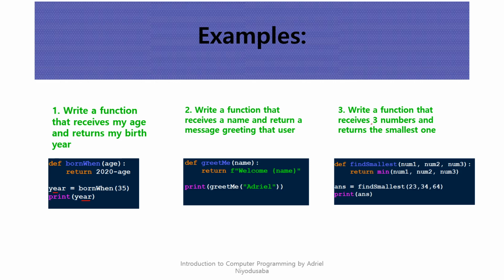For the third one, we wanted to write a function that receives three numbers and returns the smallest of them. So I called it find smallest. It receives num1, num2, num3, and returns the minimum of those three. This uses a built-in Python function called min, which is really cool because it gives us the minimum of the elements we pass in. So I pass in these three numbers, it gives me the minimum, and I return it. Now I can always call find smallest and pass in some random three numbers, and it will always give me the answer.